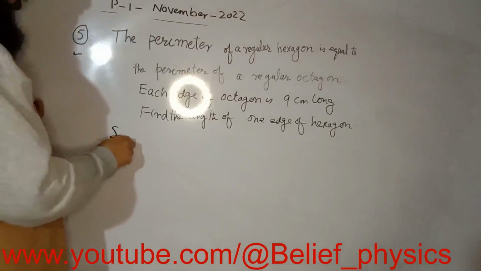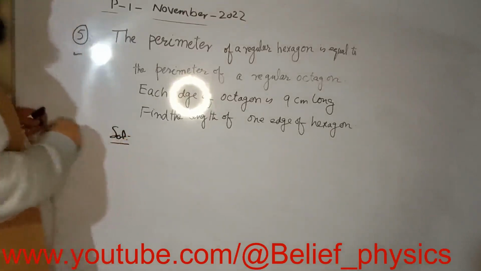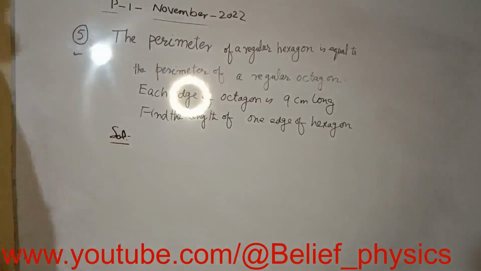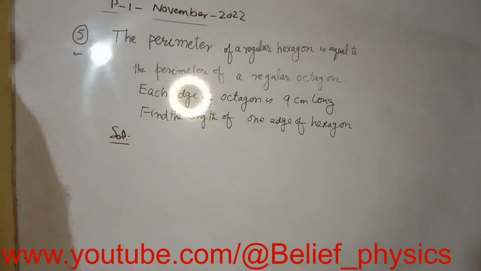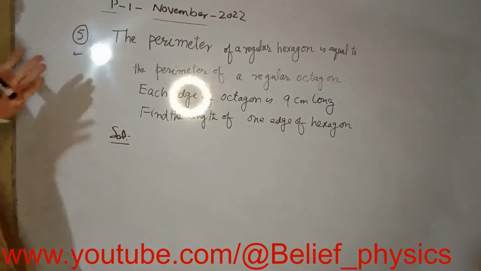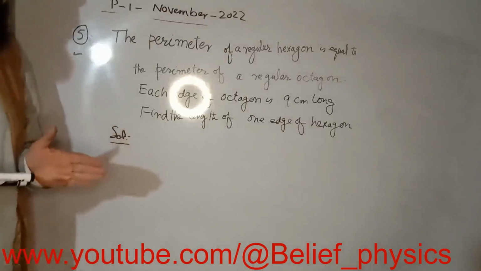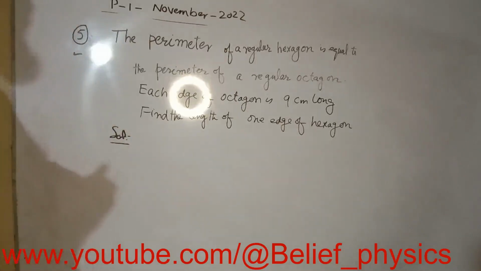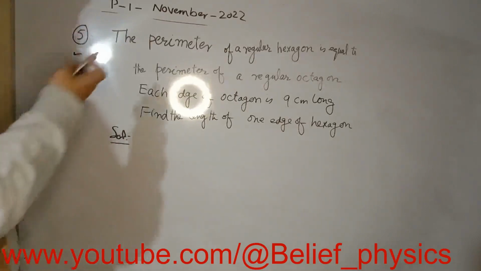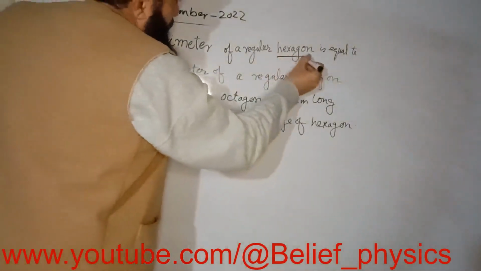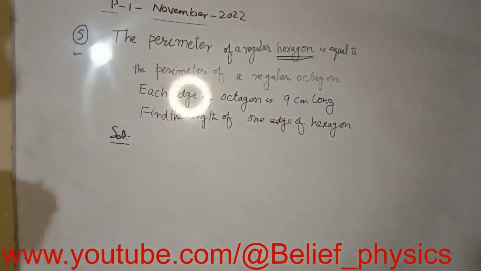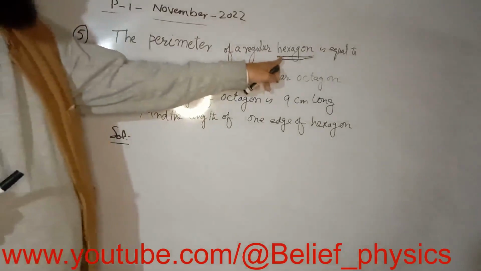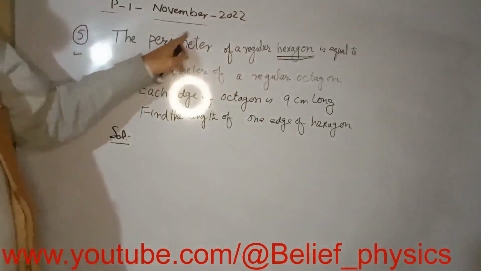Solution. The formula for the perimeter of a regular polygon is n times the length of one edge, because a regular polygon has all edges of the same length. So let's suppose this hexagon has 6 edges. Let the length of each edge of the hexagon be x, then its perimeter will be 6x.